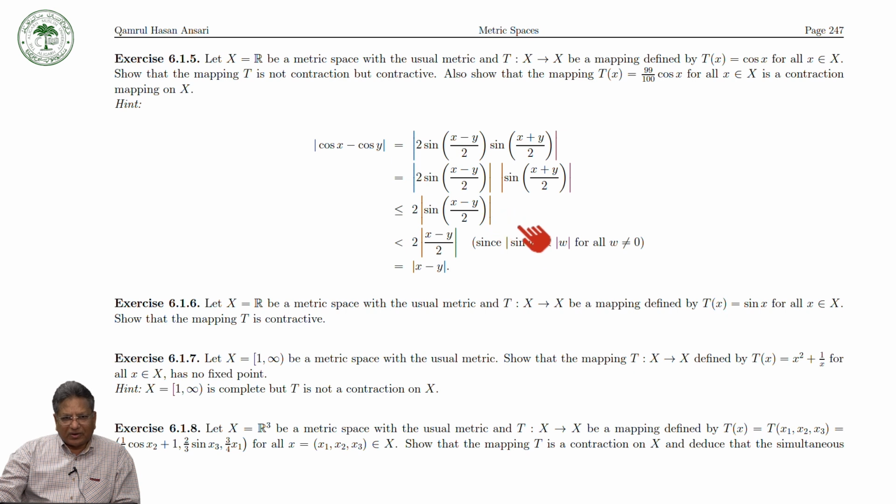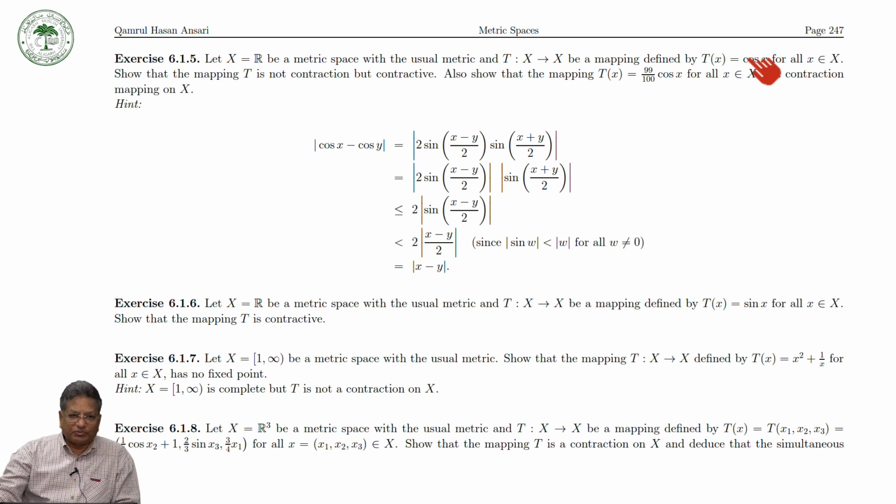But because we know that the mod of sin w is less than mod of w for all w not equal to 0, for x not equal to y you can see that this is strictly less than 2 times mod of (x minus y)/2. But this is equal to mod of x minus y. So here we have proved that mod of cos x minus cos y is strictly less than mod of x minus y. It means that the map T defined by this is a contractive map.